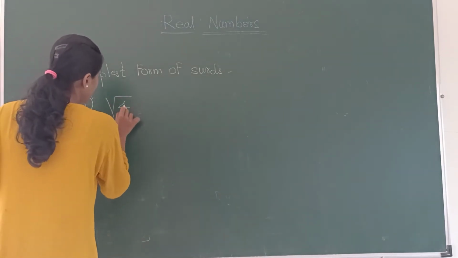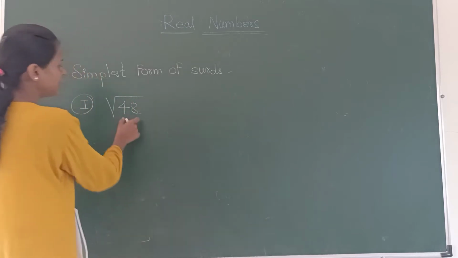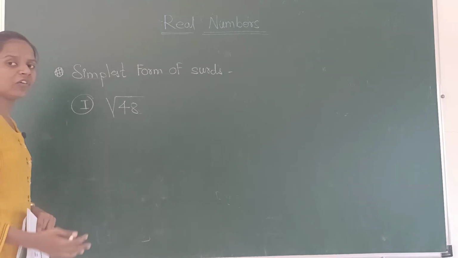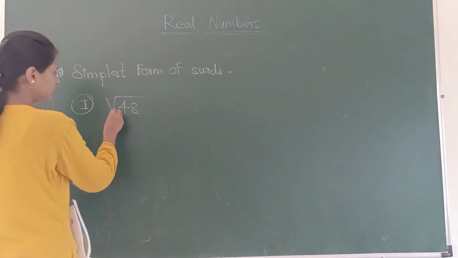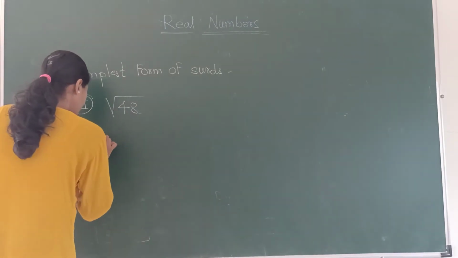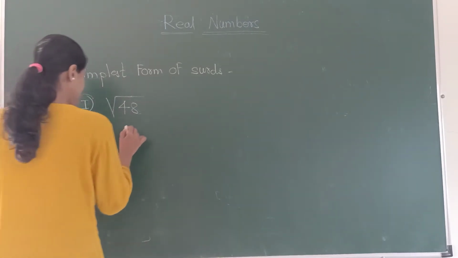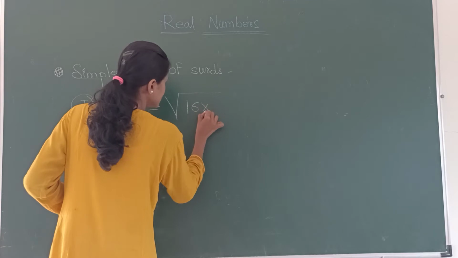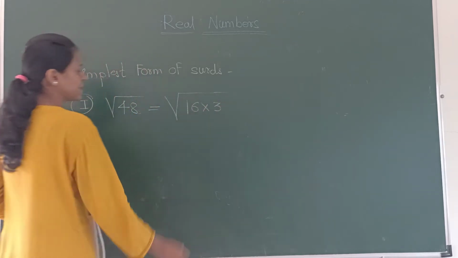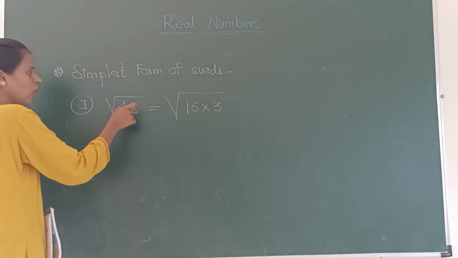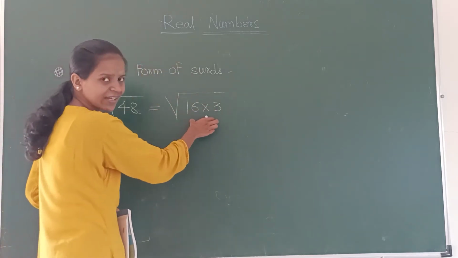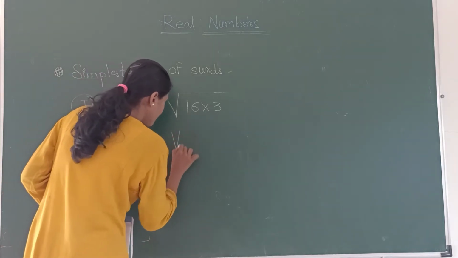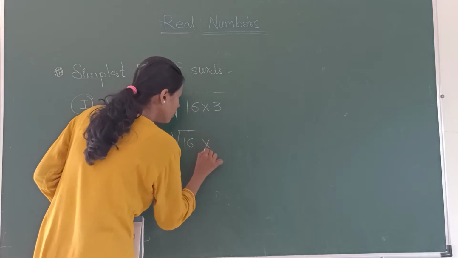We will take the example under root of 48. How can we simplify this surd? Under root of 48 is the surd, and now we have to simplify this surd. I will solve the example. How can we write this? Under root of 16 into 3, because 16 3s are 48. So under root of 48 is simply written as under root of 16 into 3. Now we can write this as under root of 16 into under root of 3.